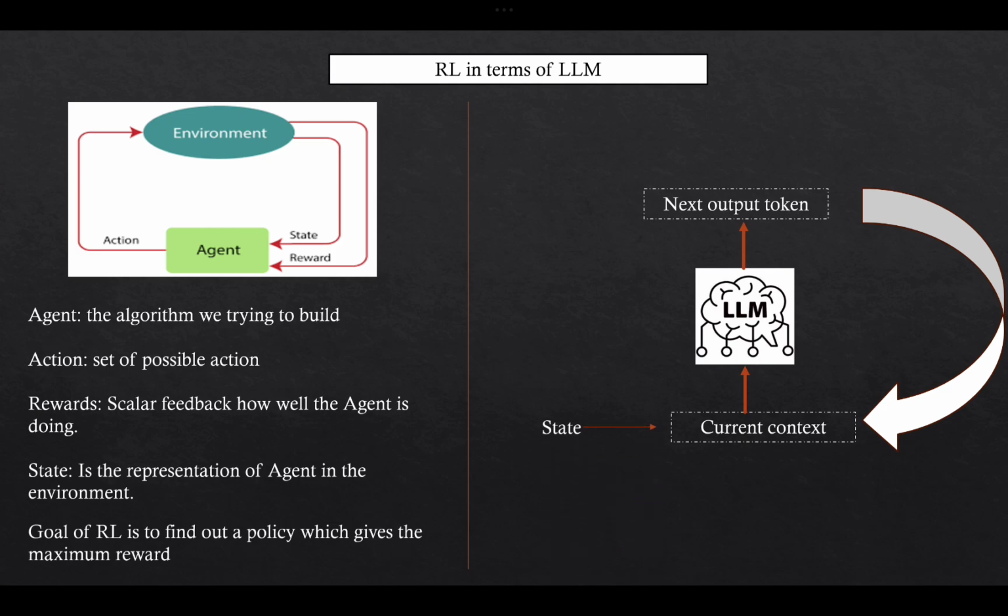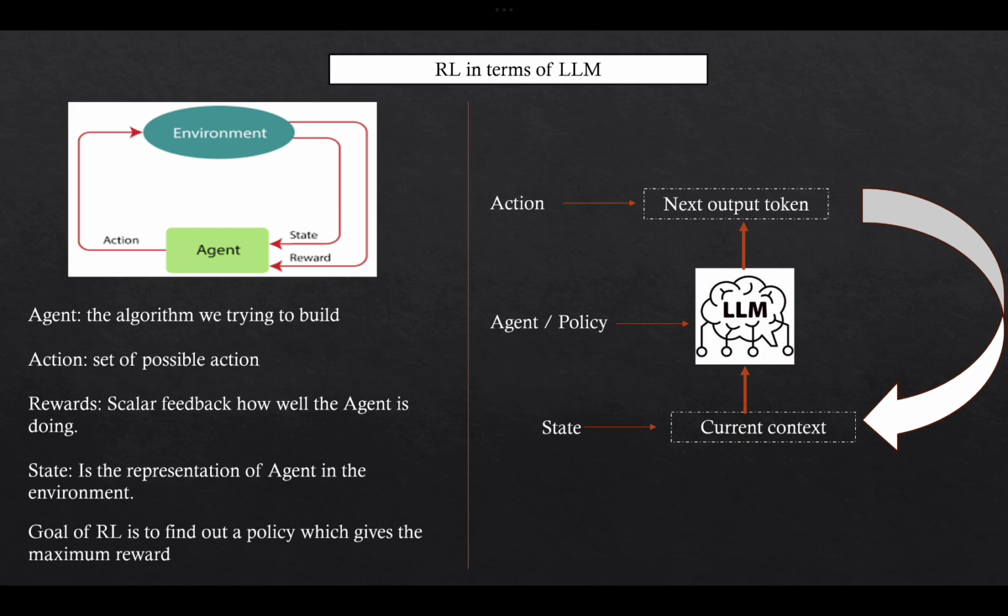Now, we can plug RL into LLMs by treating the current context as the state. That state is nothing but the representation of the current context. Then the LLM is the agent, or the policy that we are trying to train, which will generate the preferred output given a prompt. The next token output we can call the action. This goes into the action space, which is the full vocabulary of tokens that we have.